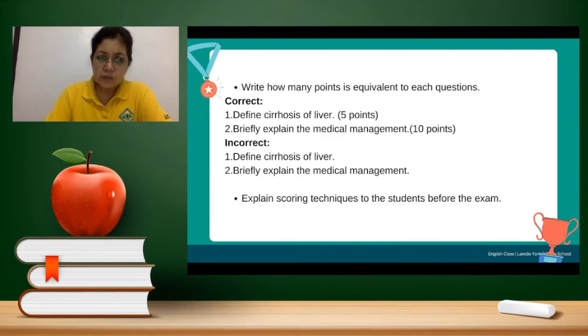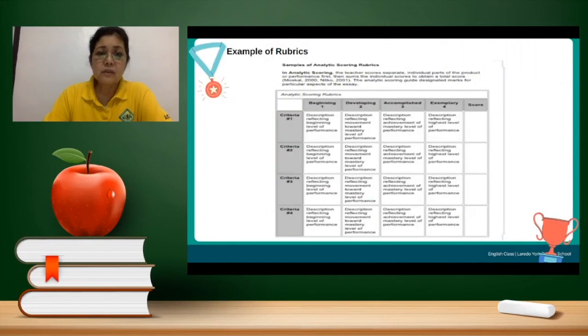And as a teacher, we also have to explain the scoring rubric to the students before the examination. Okay, so we have the example rubrics, the different criteria with different levels of performance, and that is in the form of analytic scoring rubrics.